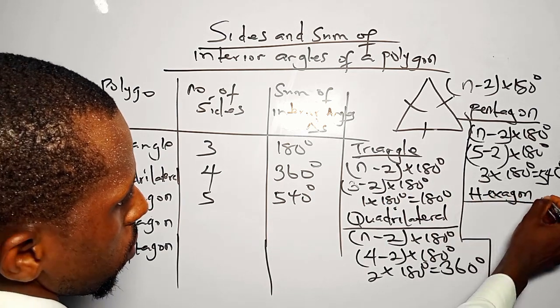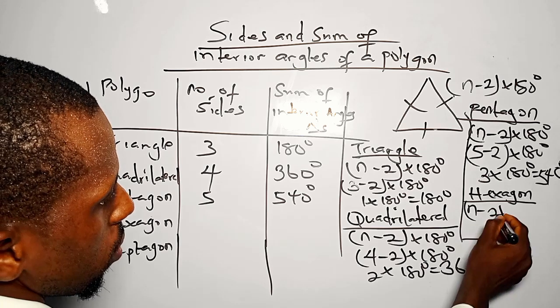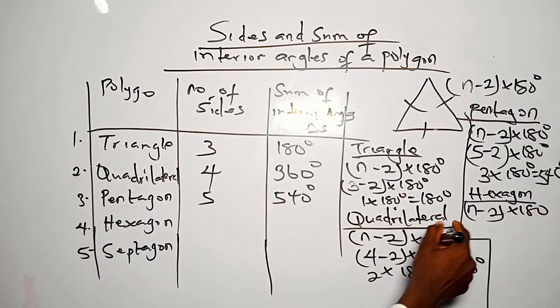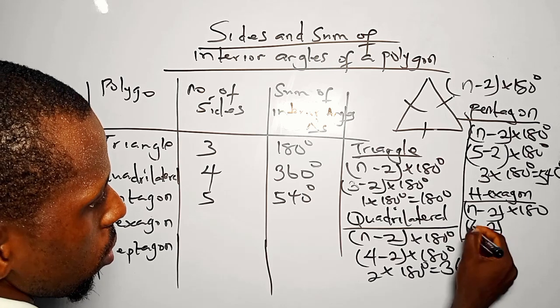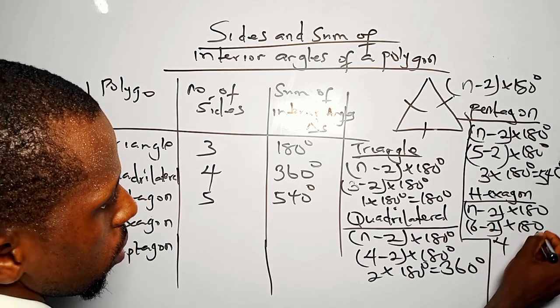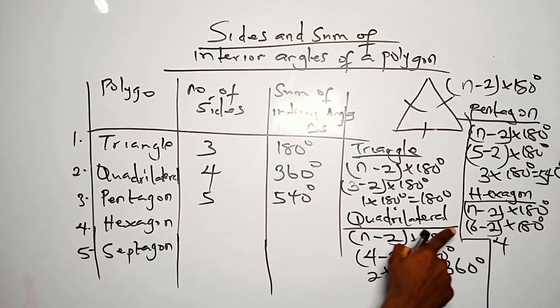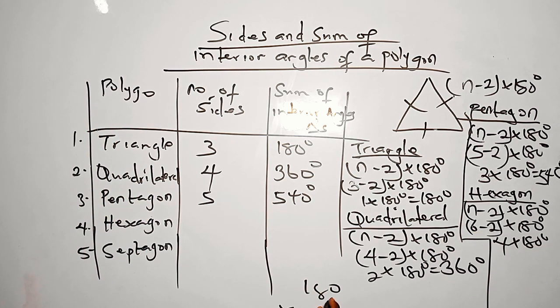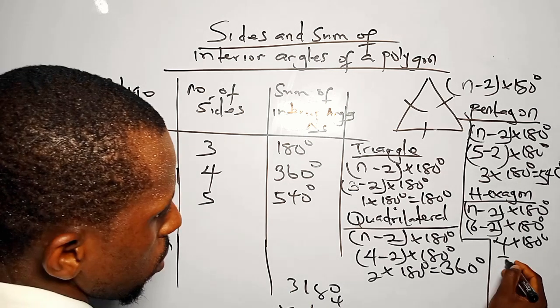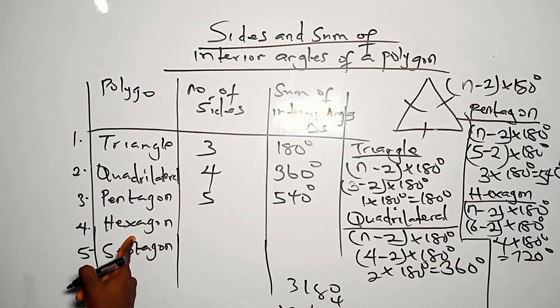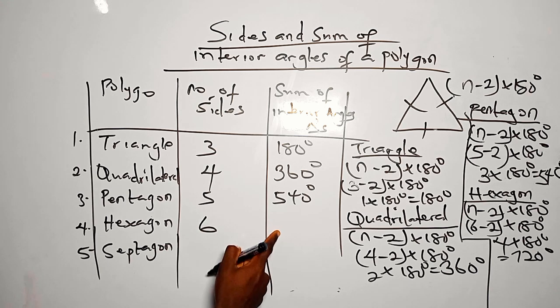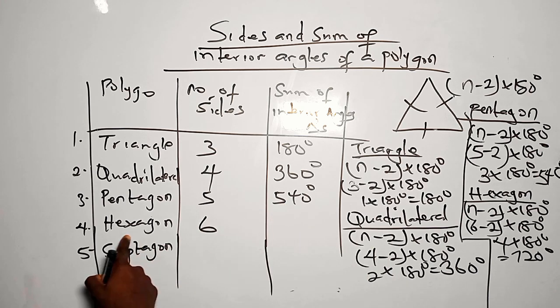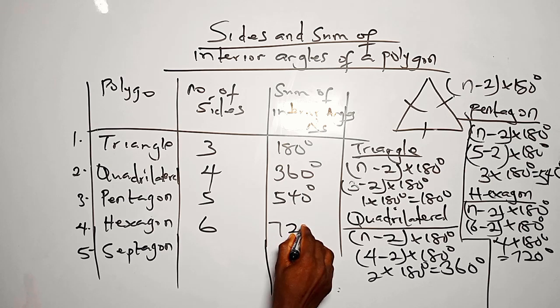For hexagon, this is a 6-sided shape. So when n is 6, we can determine the sum of interior angles. That is 6 minus 2 times 180 degrees; angles are measured in degrees. So we have 4 times 180 degrees. When we calculate this, 180 times 4 gives us 720 degrees. So the sum of interior angles of a hexagon is 720 degrees.